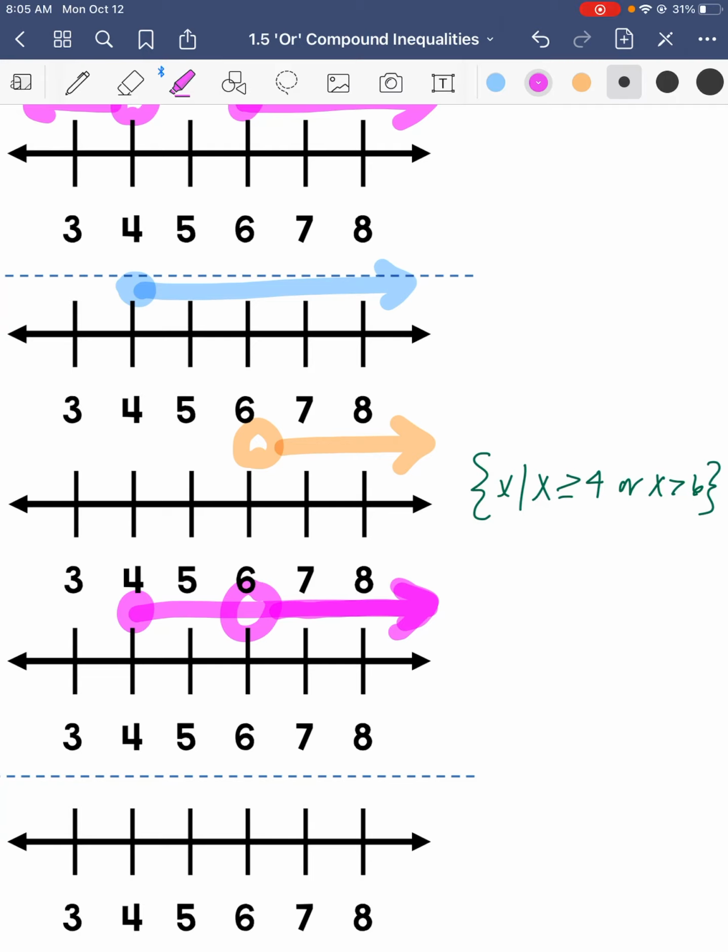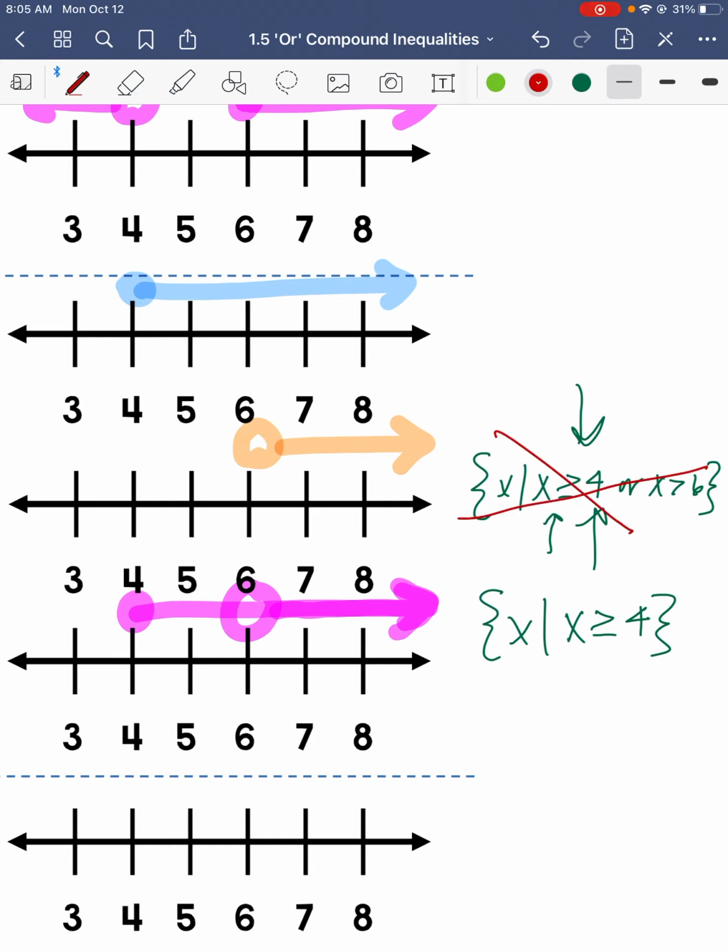Okay? And really what you're going to see here is that x is actually just greater than or equal to 4. Okay, so now that we can see that x starts at 4 and gets bigger, and then it says, well, it also starts at 6 and goes bigger, but doesn't include it, but 6 is included in this first one. So we're not going to write it like this, okay?